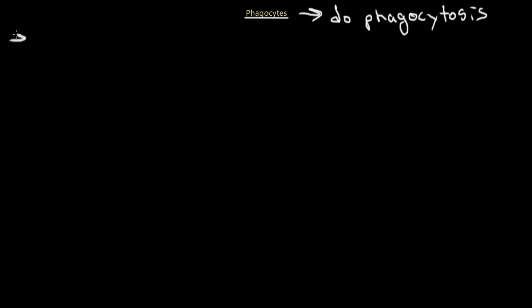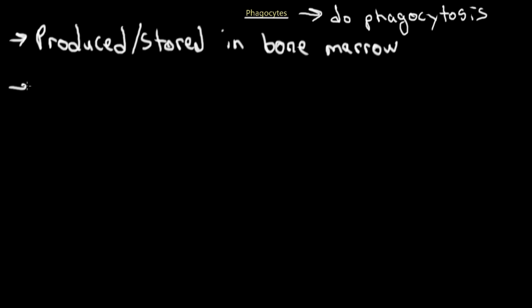Now these phagocytes are produced and stored in the bone marrow. Phagocytes are typically scavengers, so they're going to go all around, throughout the body, and their major function is to remove dead cells and to remove invasive microorganisms. So they would be called scavengers, kind of searching around the body, looking for microorganisms that shouldn't be there and looking for dead cells to clean them up.